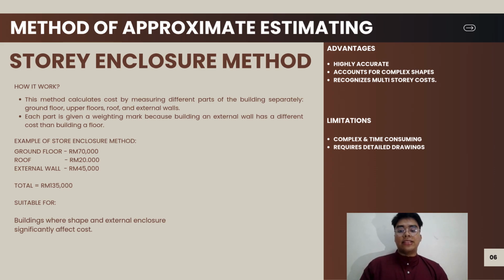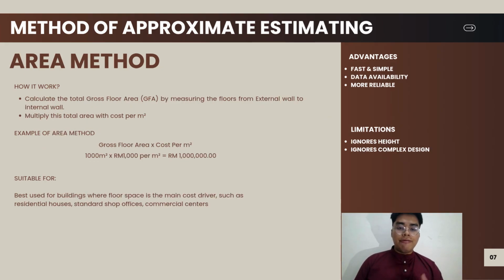How about the advantages? The first advantage is that it is highly accurate. By breaking the building down into separate physical components, it provides a much more precise and dependable cost estimate compared to simpler methods. How about the limitation? The limitation is that it is complex and time consuming. This method requires calculating individual weightings and detailed measurements for each part of the structure, making the process slower and more complicated.